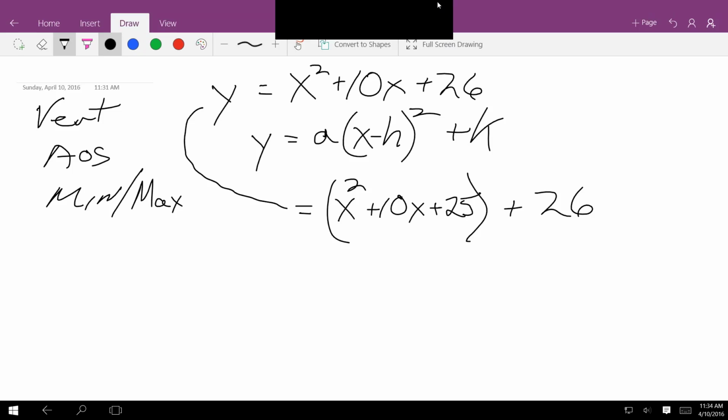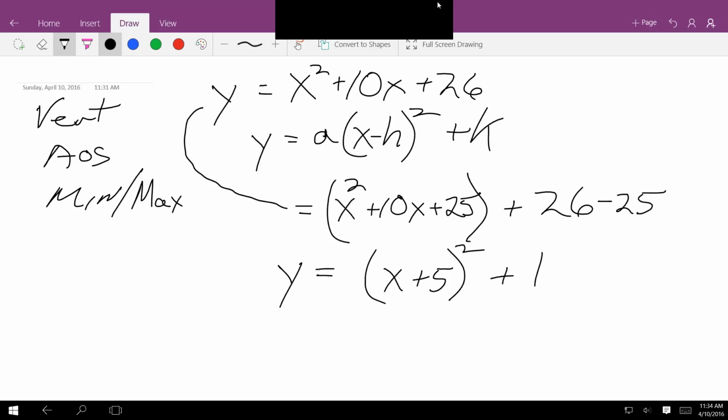Now I can change this function. If I want to leave it the same, I have to go over here and subtract 25. Now it's exactly the same as it started. I have not changed it. The thing is that I can now write this as x plus 5 quantity squared. I can combine those to 1, and lo and behold, in one simple step, I've got it in vertex form.